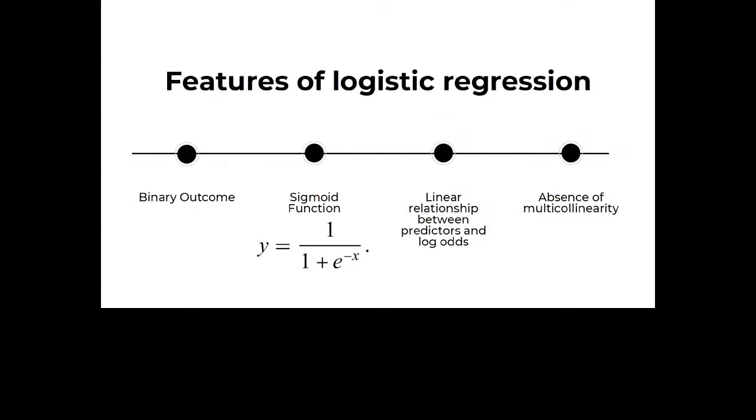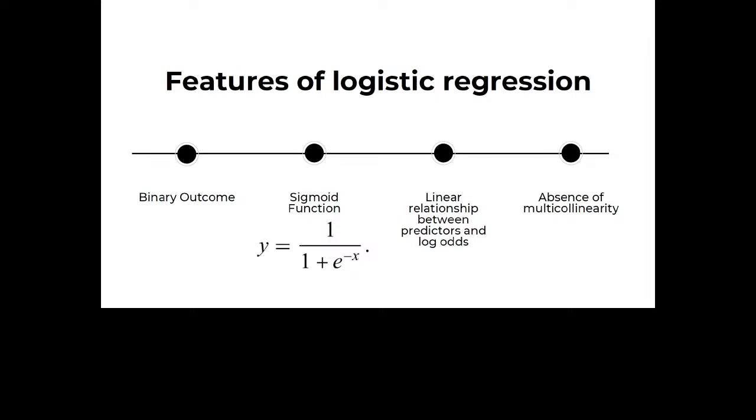So the first feature is the binary outcome. This is the main feature of logistic regression. The outcome or dependent variable in logistic regression is binary, meaning it can only take two possible values, such as yes or no, pass or fail, as I said earlier.